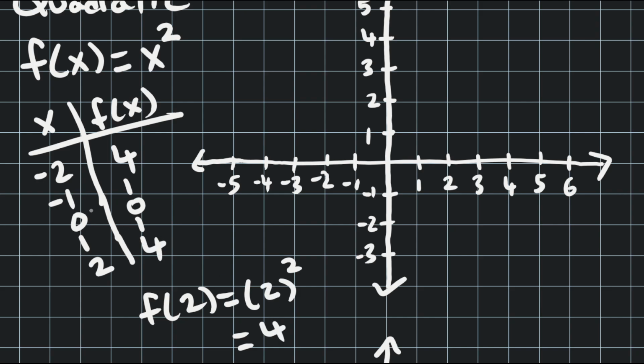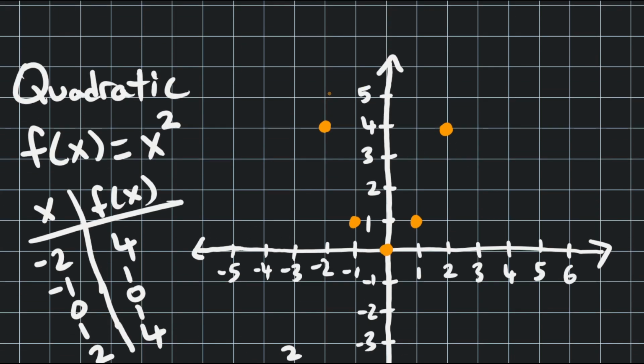Good. So we have all these points, and let's go ahead and plot them. So we'll start with -2, comma 4. -2, comma 4 is up here. -1, comma 1 is here. 0, comma 0 is here. 1, comma 1 is here. And 2, comma 4 is here. Great. And let's connect all these.